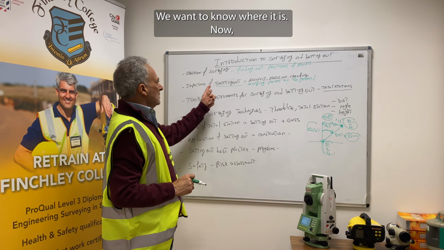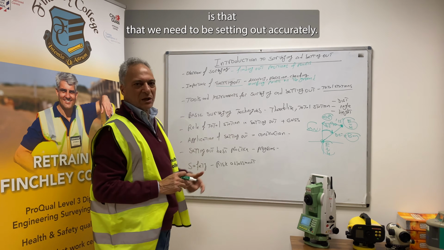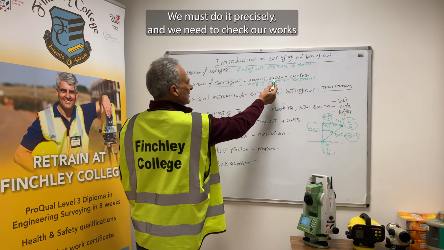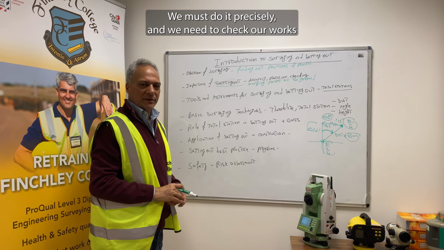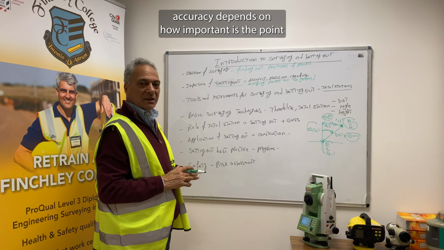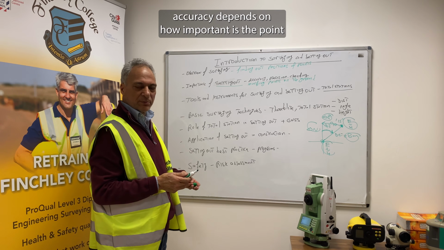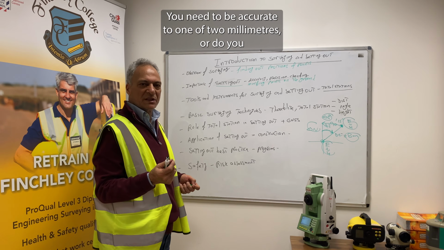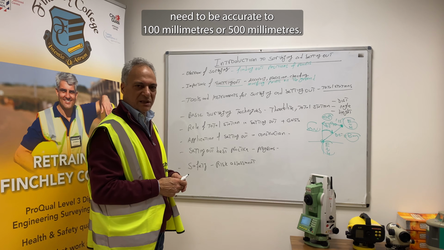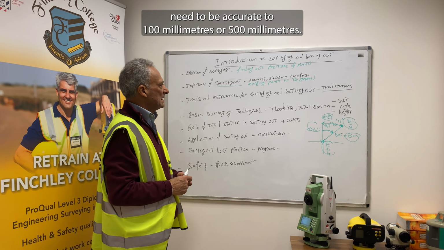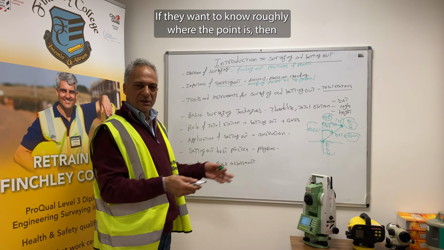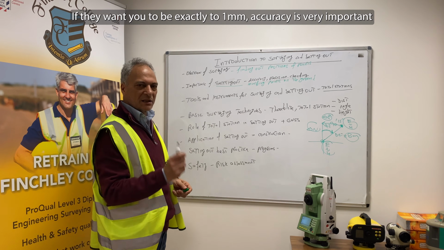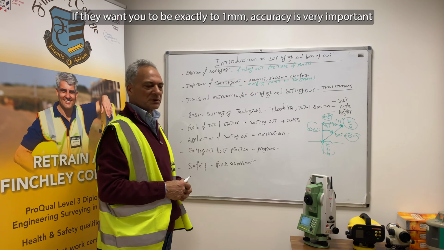Now, the importance of setting out is that we need to be setting out accurately, we must do it precisely, and we need to check our work. Accuracy depends on how important the point you want to set out is. Do you need to be accurate to 1 or 2 millimeters, or to 100 millimeters or 500 millimeters? If they want to know roughly where the point is, then accuracy is not critical. If they want to move exactly to 1 mil, then accuracy is very important.